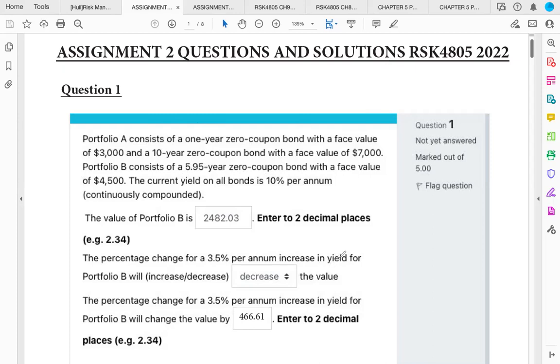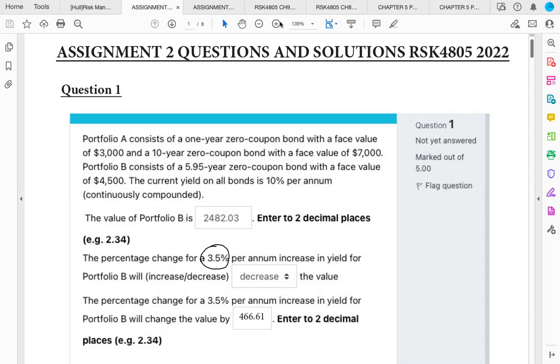Then the next part of the question, we covered a lot of theory with regards to this. Here we are told, what will happen? Let's say interest rates increase by 3.5%. Let's say interest rates go up. Sorry, does anyone have a question?